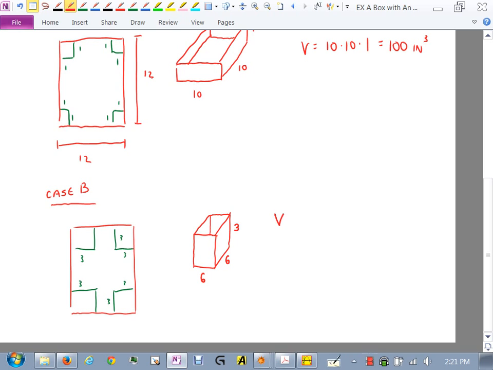The volume of this will be 36 times 3, yes, which is 108. 108 cubic inches. This was better, wasn't it? I got a little more out. So maybe 4 is even better.